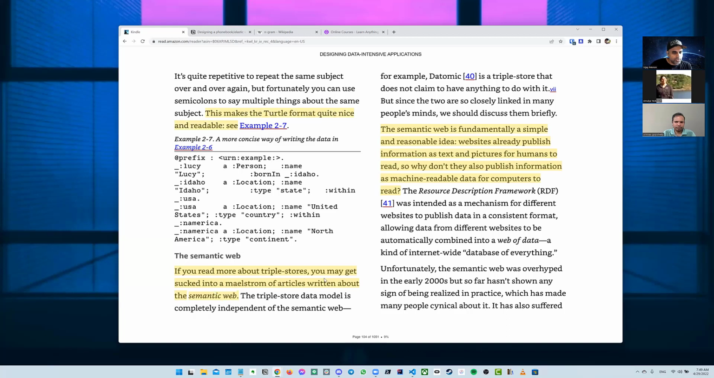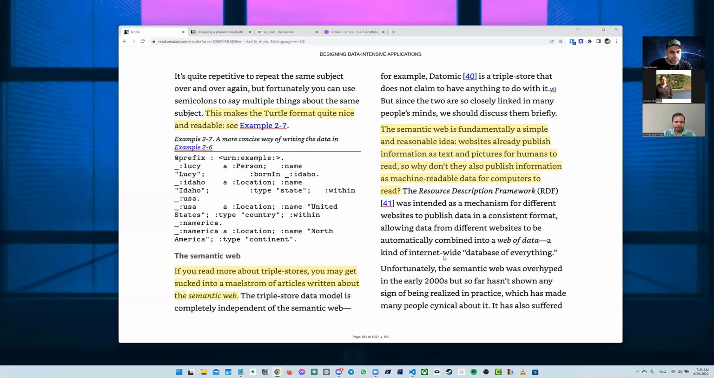If you use triple stores, they had this section here about the semantic web. The triple store data model is completely different from the semantic web, right? And the semantic web is this idea that websites publish information as text and pictures for humans to read. So why isn't information also published the same way for computers? So there's a thing called the Resource Description Framework, and that was intended as a mechanism for websites to publish data in a consistent format.